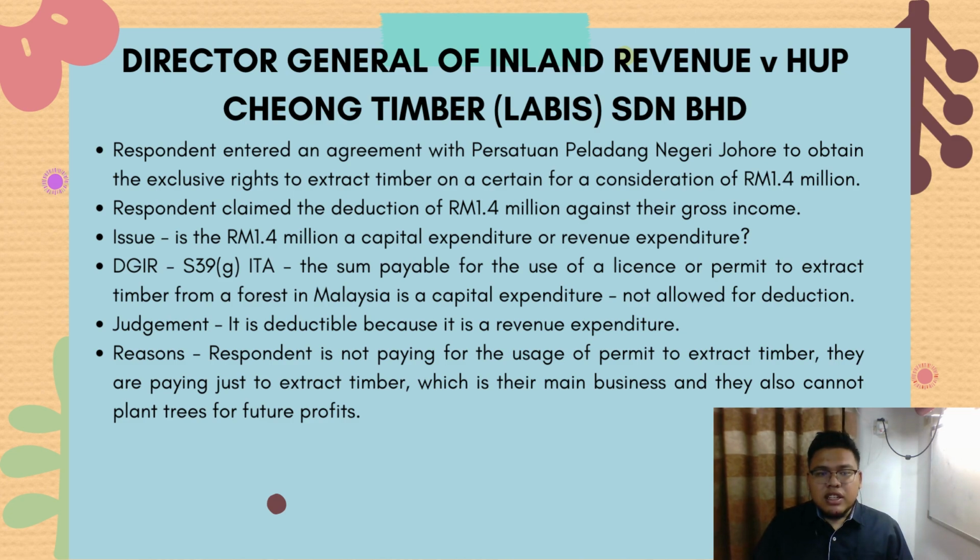The Director General of Inland Revenue said that Section 39 of the ITA says the sum payable for the use of a license or permit to extract timber from a forest in Malaysia is a capital expenditure, so this is not allowed for a deduction. The judgment is that it is deductible because it is a revenue expenditure. The reason is the respondent is not paying for the usage of a permit to extract timber. They are paying just to extract timber, which is their main business, and they also cannot plant trees for future profit. So because the main business of the company is to extract timber, it needs to be treated as a revenue expenditure.